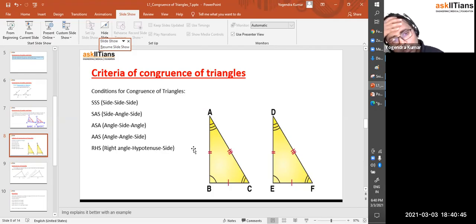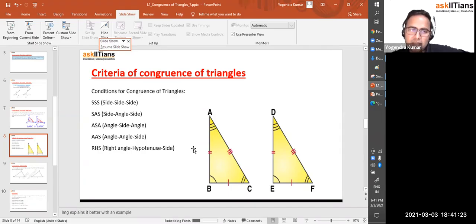SAS congruency is side-angle-side. Any two sides and the angle in between are equal to those of the other triangle. Then they are congruent. ASA congruency: angle and the side between. Now AAS congruency is also there: two angles and one side, any of the sides. RHS congruency is there, right? This RHS congruency is for right angle triangles: right angle, hypotenuse, side. Don't worry. We will see all these congruency criteria in detail. No need to worry about it.